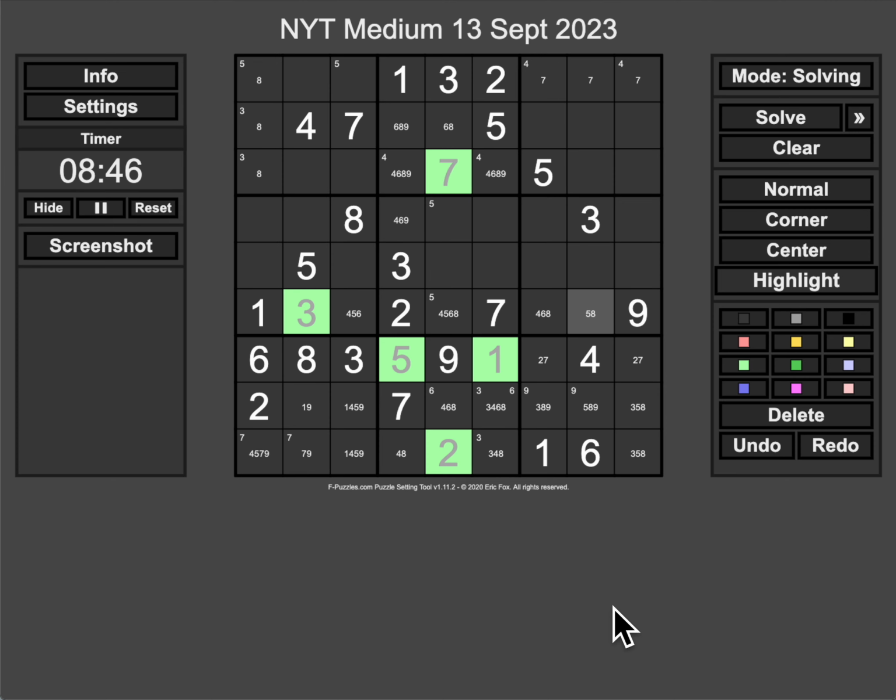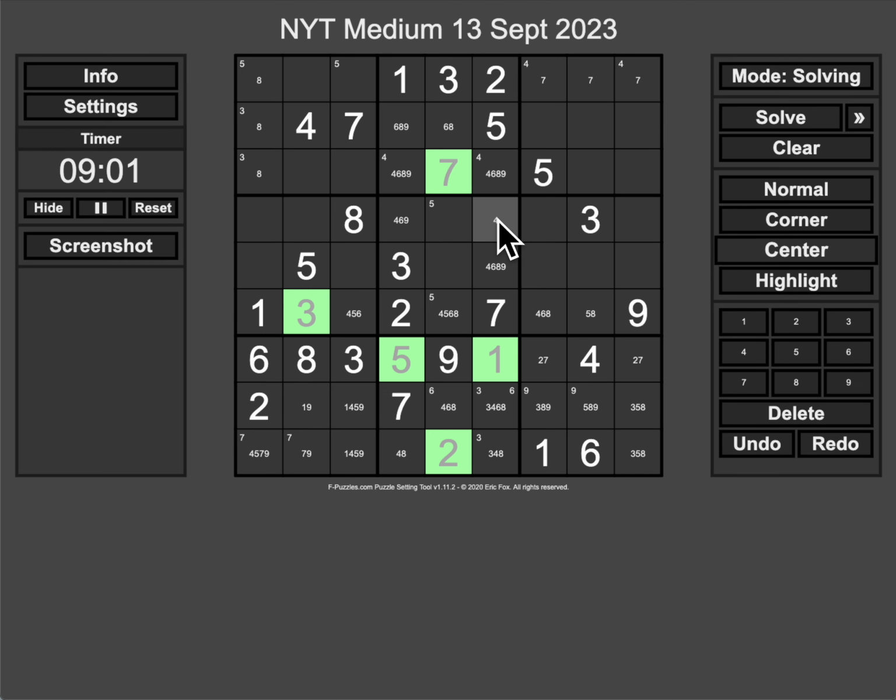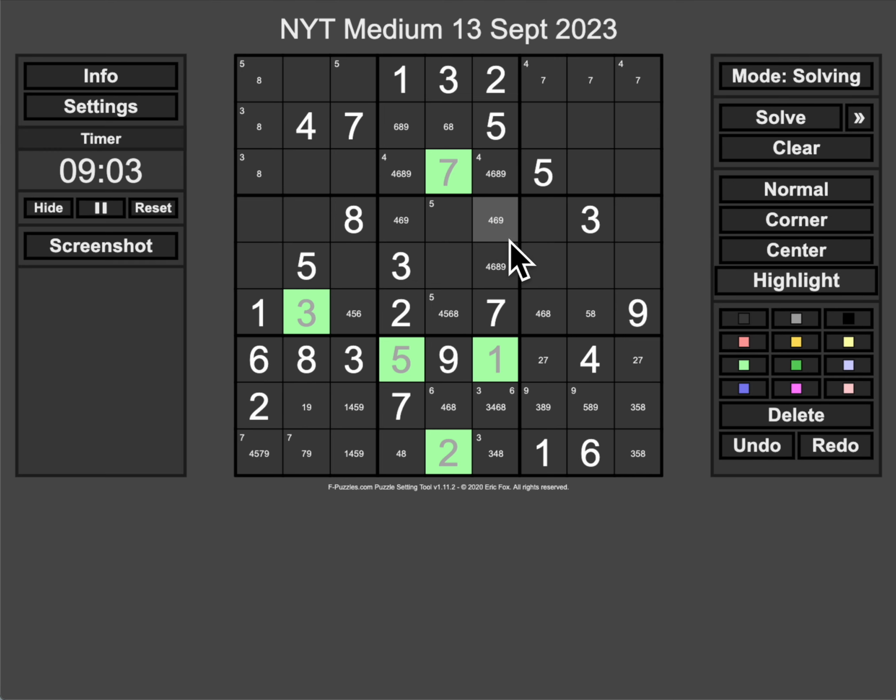Let's see, I got 1, 2, 5, and 7 in column 6. I need 3, 4, 6, 8, 9. Everything else is filled except these two. This can't be 3, so this is 4, 6, 8, or 9. Can't be 3 or 8. This is 4, 6, or 9, explicitly. Okay, I got 2/3 of a 4, 6, 9 here. I wonder if that means anything.